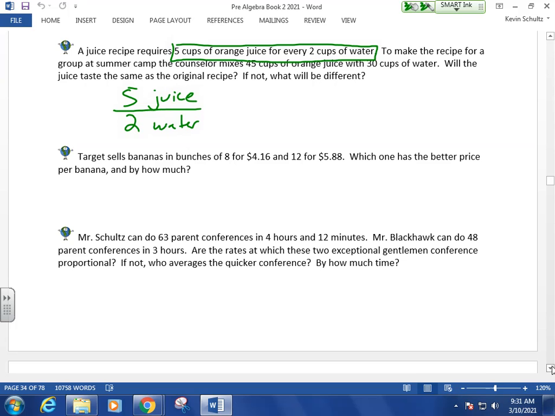If you want to double the recipe, you'll have to double the juice and double the water. Right? If you only double the juice and not the water, it's going to taste more juicy, right? If you only double the water and not the juice, it's going to be more watery. So you want to keep it in proportion. And we want to see if this is proportional to the new recipe, or what the counselor actually made, which is 45 cups juice and 30 cups water. Are those two recipes proportional or not?